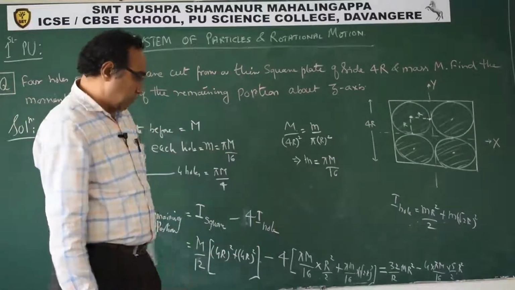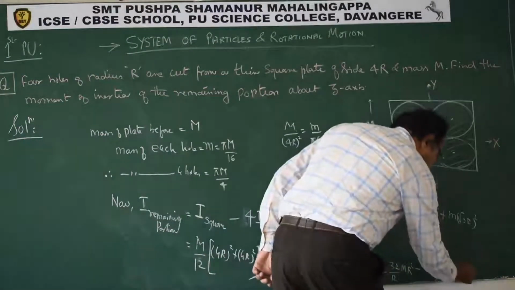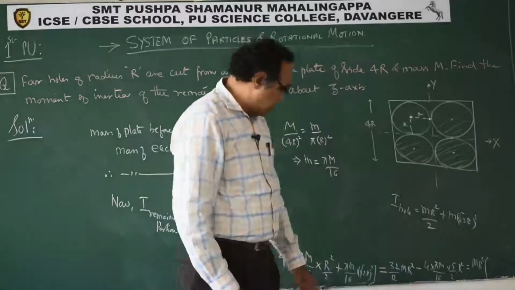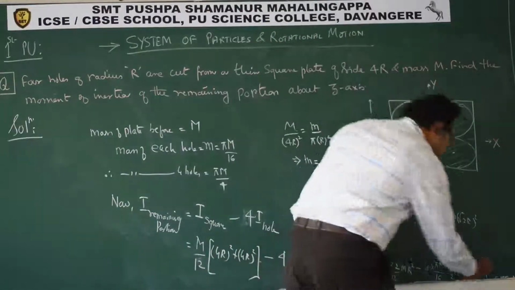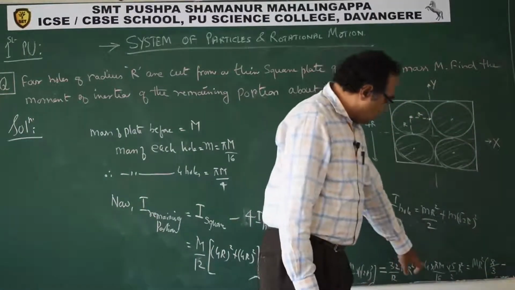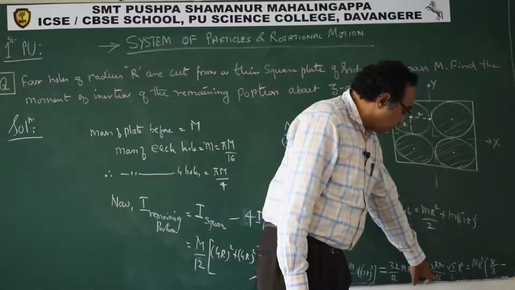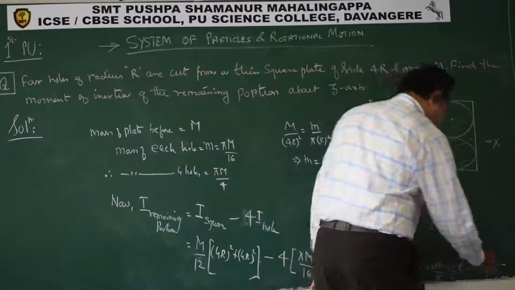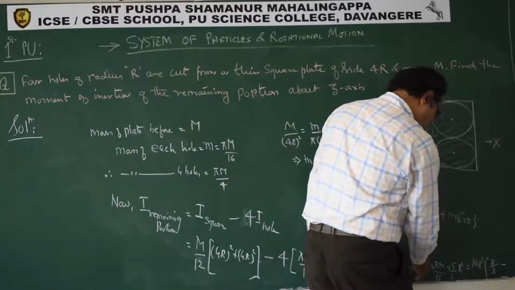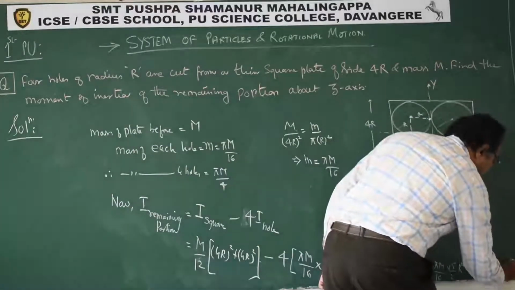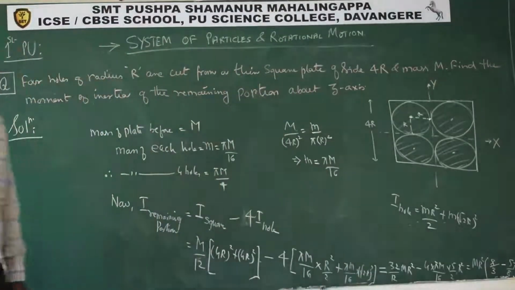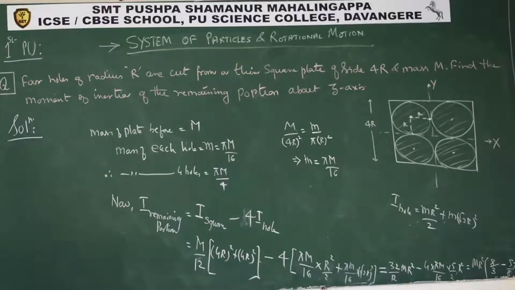4 into 4 is 16. So you are getting this as, we can take mr square common. Mr square is common. 32 by 12 is 8 by 3 minus 4 into 4 is 16, 5 by 8, this is 5 by 8 r pi. This is exactly how we can get the value of the moment of inertia of the remaining portion.